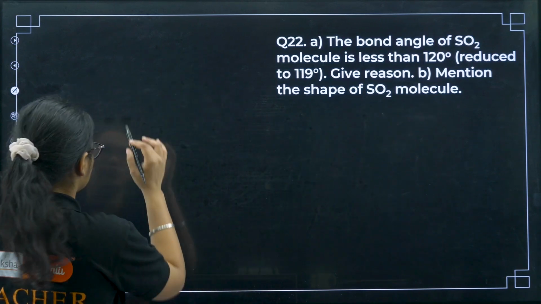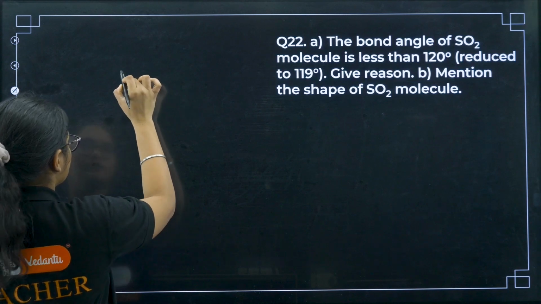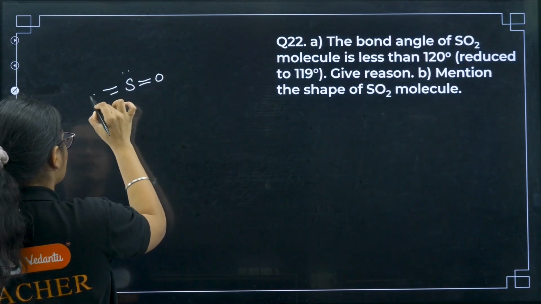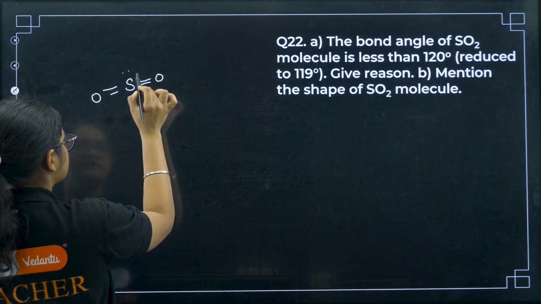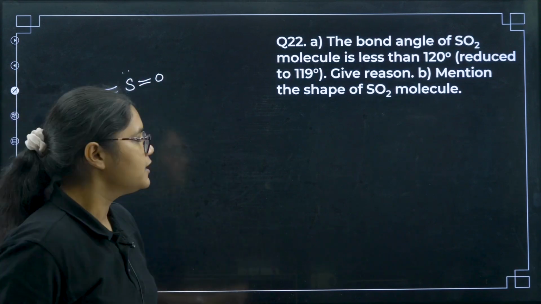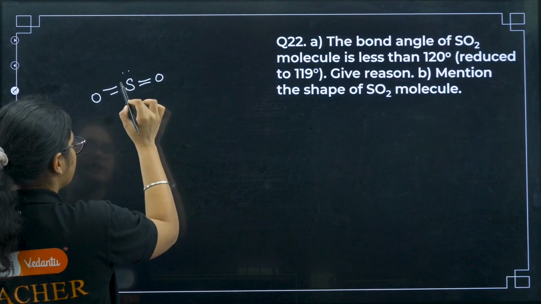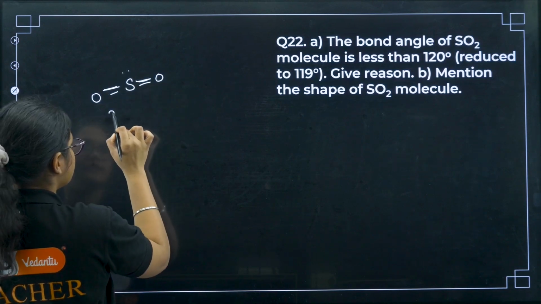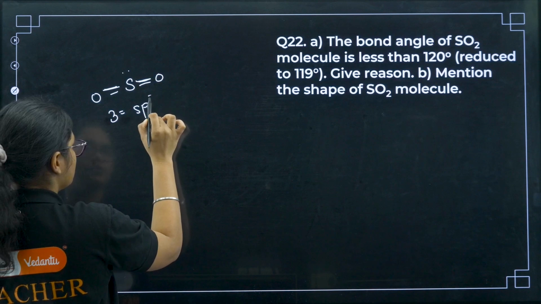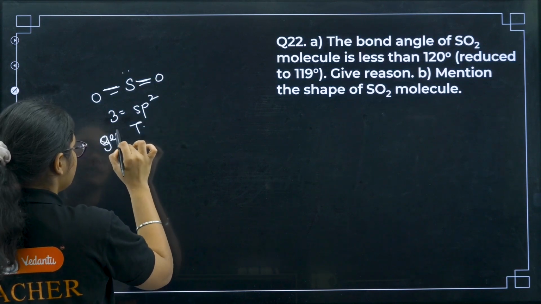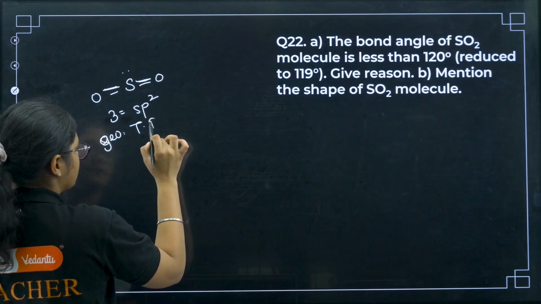Now if you see SO2, sulfur has how many valence electrons? 6, right? So I can give 2 to oxygen and 2 to oxygen, 1, 2, 3, 4, 5, 6, 7, 8, 9, 10. We know sulfur can extend its octet. So what happens if you see the hybridization? What is the number of sigma bonds? 1, 2 and lone pair. So hybridization is 3, that means sp2. If sp2, the geometry must be trigonal planar, right?